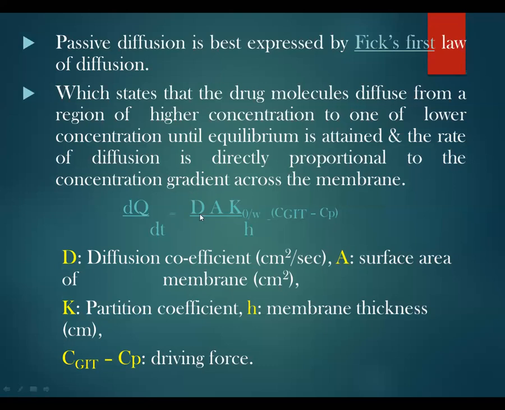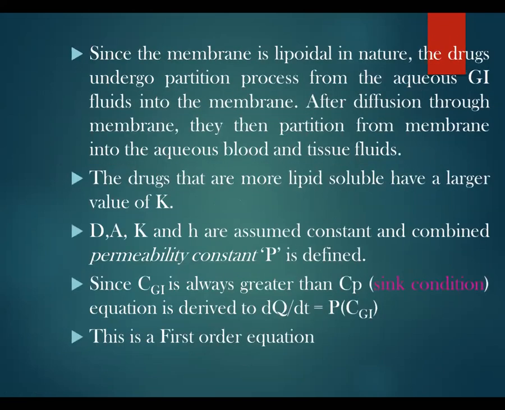This equation is further simplified, assuming all of these, D, A, K, as constants. Since all these are constant, we are just replacing all of them with one single constant, that is P. It is called the permeability constant P.